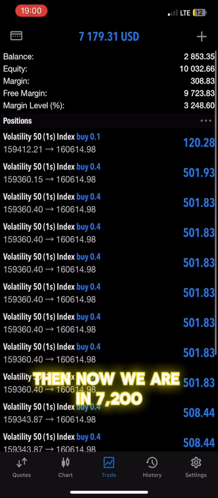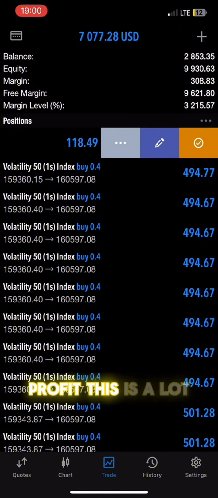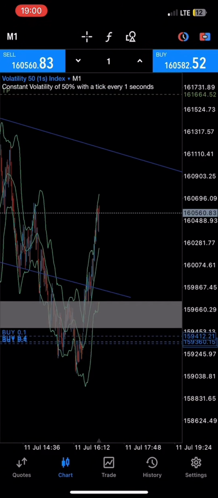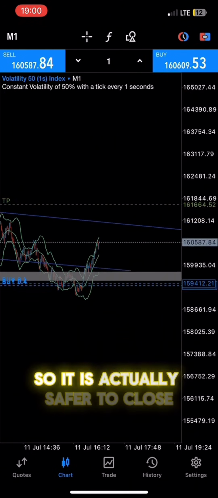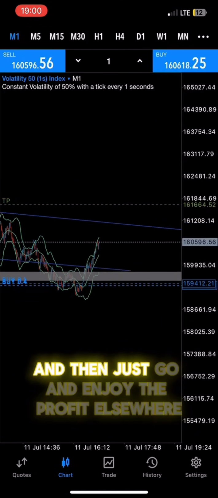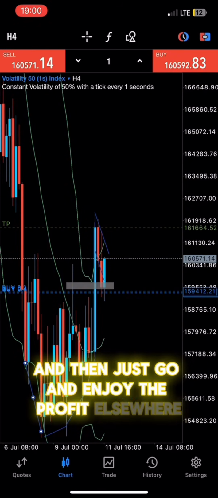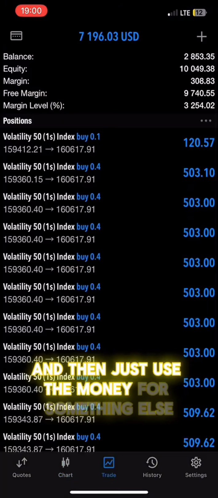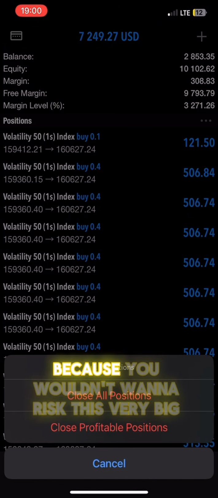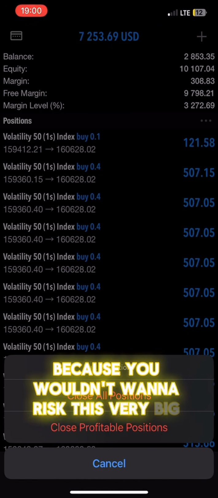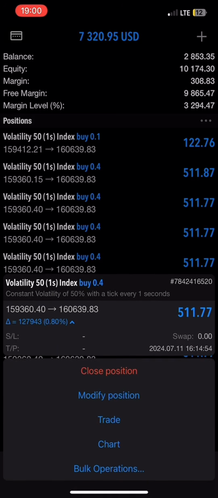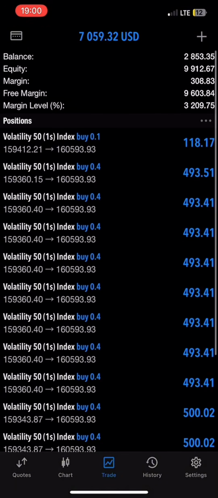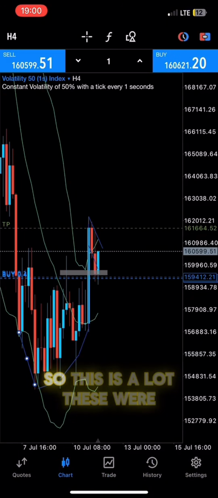Now we are at 7200 profit. This is a lot considering our account was very small, so it is actually safer to close and just go and enjoy the profit elsewhere. You can actually withdraw and use the money for something else, because you wouldn't want to risk this very big account by trading it again. So this is a lot.